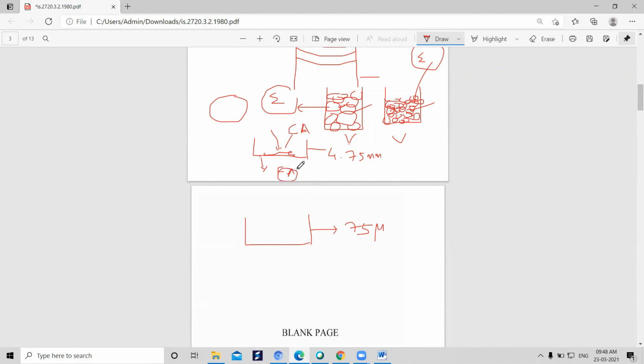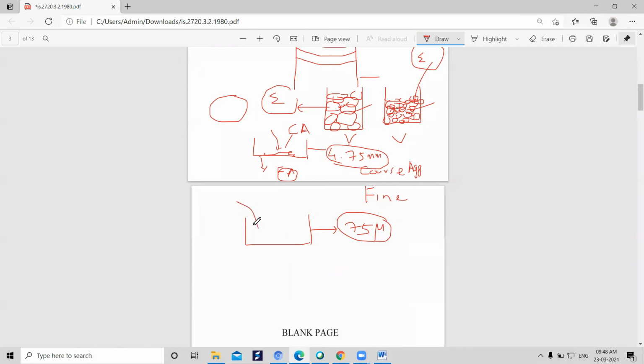This is aggregate, please remember. We have distinguished coarse aggregate and fine aggregate with respect to the 4.75 mm IS sieve. If I am saying coarse grained soil and fine grained soil, then how do you differentiate? The differentiation is with the 75 micron IS sieve.